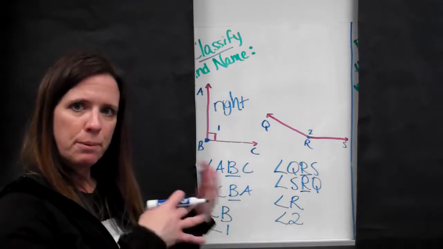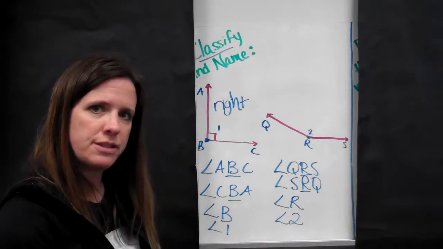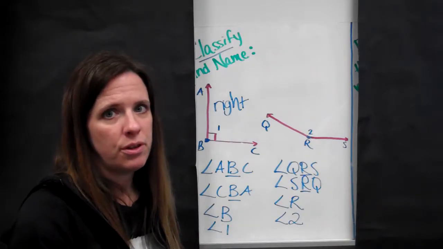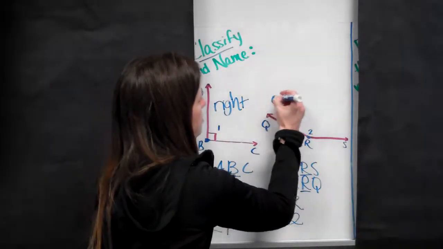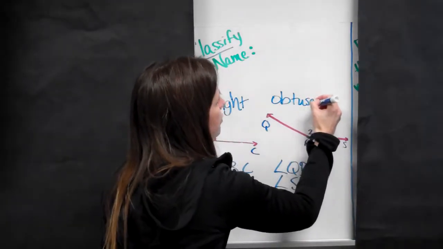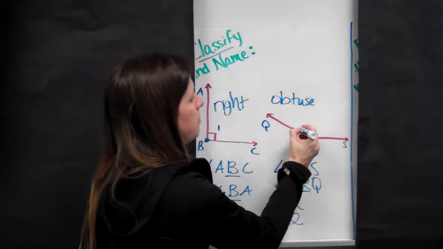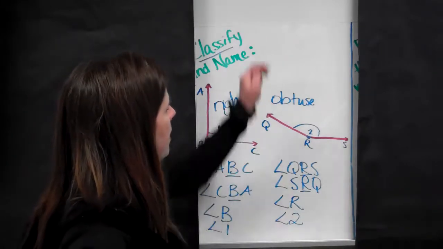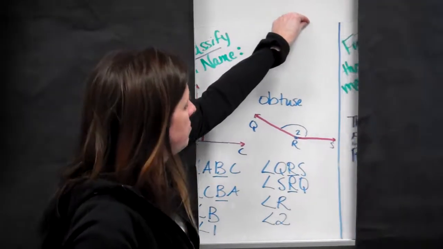What would it fit from our previous page where we put the definitions? Is it straight, right, acute, or obtuse? If you guessed obtuse, you were right. It is larger than 90 degrees. We don't know how large, but remember it has that leaning back kind of look to it. Okay? That's classifying and naming.